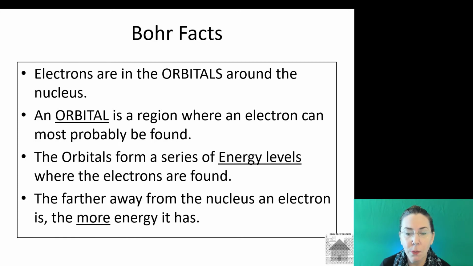The farther away we get from the nucleus, the more energy an electron will have. So electrons that are very close to the nucleus tend to have lower energy, and electrons that are far away from the nucleus will always have more. As we get further away from the nucleus, our energy in those electrons and in those orbitals will increase.